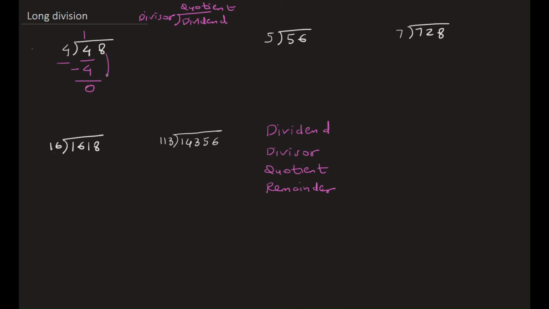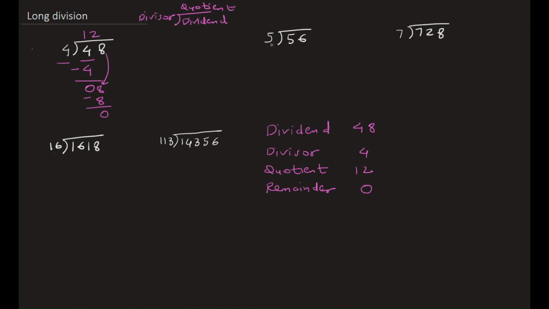Then I bring the next digit down, which is 8. So the new dividend is 8. 4 goes exactly twice in 8. So I write 2 in the quotient space, multiply that 2 with 4, and the product I subtract from the dividend. The answer is 0. So the dividend is 48, divisor is 4, quotient is 12, and remainder is 0.